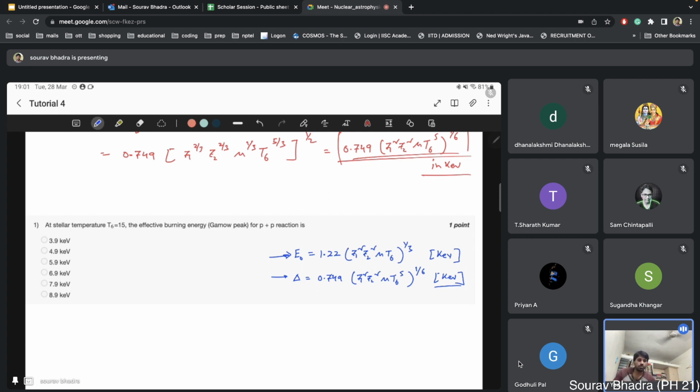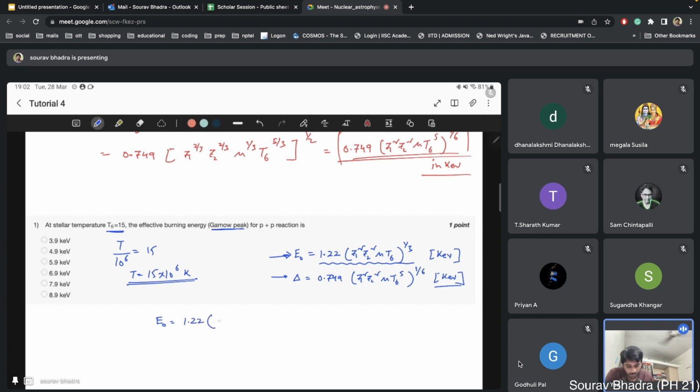Okay, so let us go to some of the problems, like the first one: at stellar temperature T6 equals 15, meaning T by 10 to the power 6 is 15. That means your T is 15 times 10 to the power 6 Kelvin. This is the method of expression. So at stellar temperature T6, that is 15 million degrees Kelvin, we have to calculate the Gamow peak for the PP reaction. That means we have to calculate the E0 where the Gamow peak is, and as I told you, E0 is this one. I will just use this particular expression.